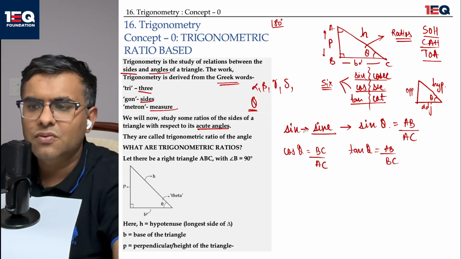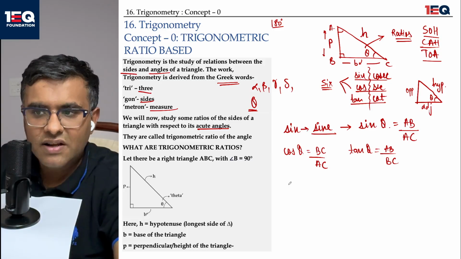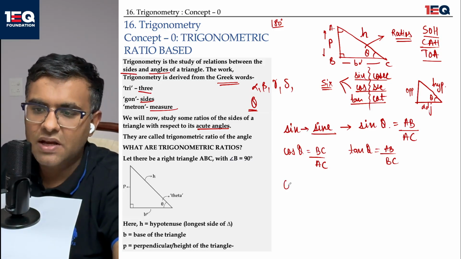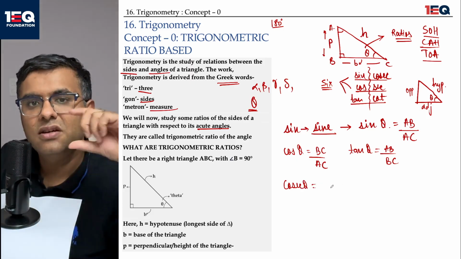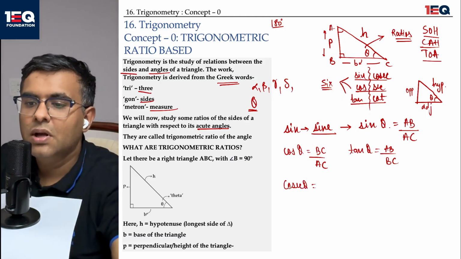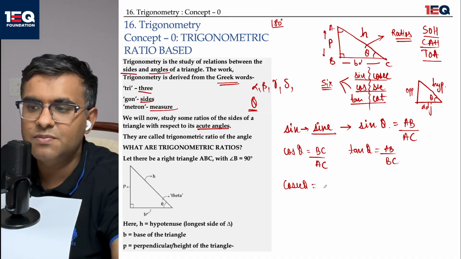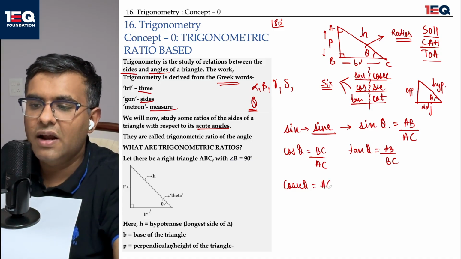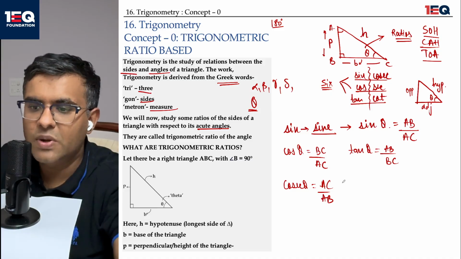So we've done sine, cos, tan. As I've already said, the opposite of sine would be cosec theta. Opposite here means the reverse, in the sense of the reciprocal. The reciprocal of sine theta, which is AB upon AC, is AC upon AB. That gives cosec theta.